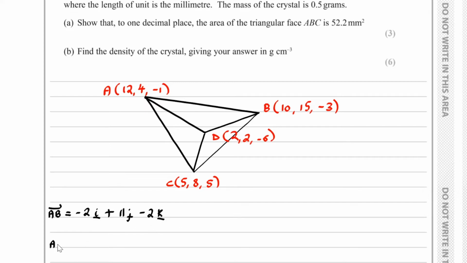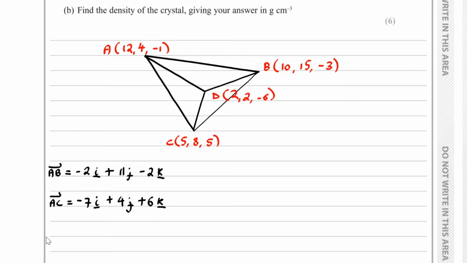The vector AC, 5 minus 12, that's minus 7. So we have minus 7i. 8 minus 4, that's 4. So we have 4j. And then 5 minus minus 1, that's 6. So we have 6k.